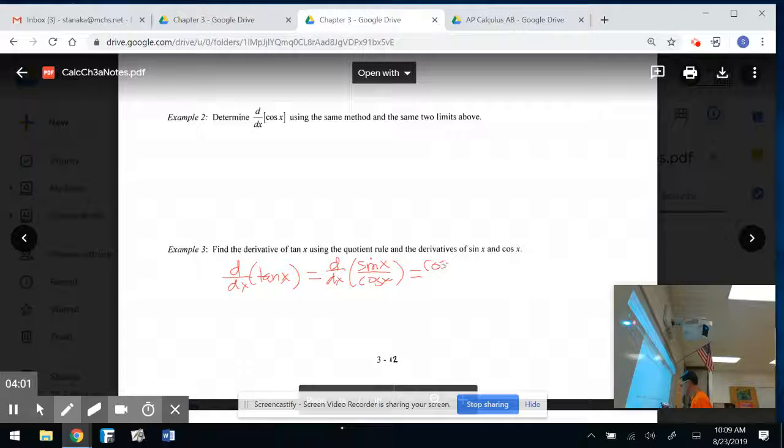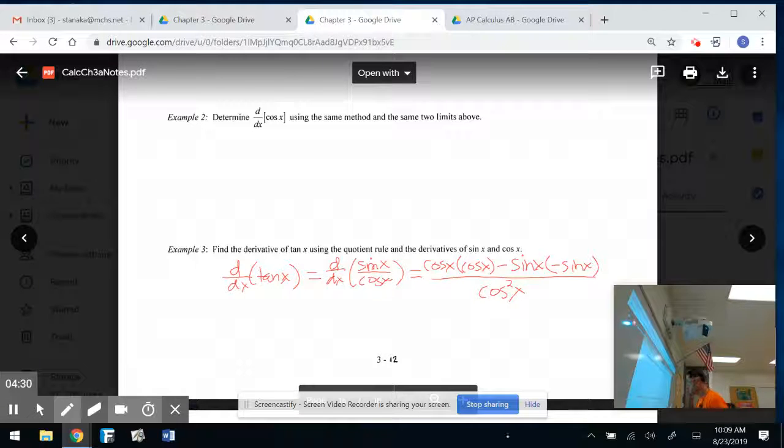So we write down the low times the derivative of the high. And the derivative of sine, let's see, we did it there in example 1. Derivative of sine is cosine x. Okay, and then it's minus the high, which would be sine x, times the derivative of the low. And the derivative of cosine, what was that again? Oh yeah, negative sine x. It's right there in example 2. Hopefully you took that in your notes. Over low. Or the cool way to write that, right, class, would be cosine squared x on the bottom.